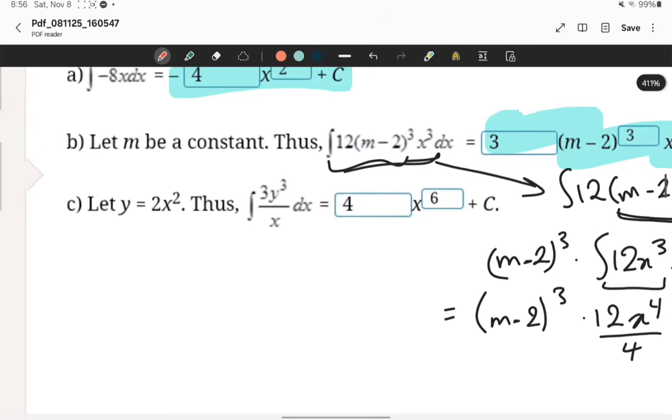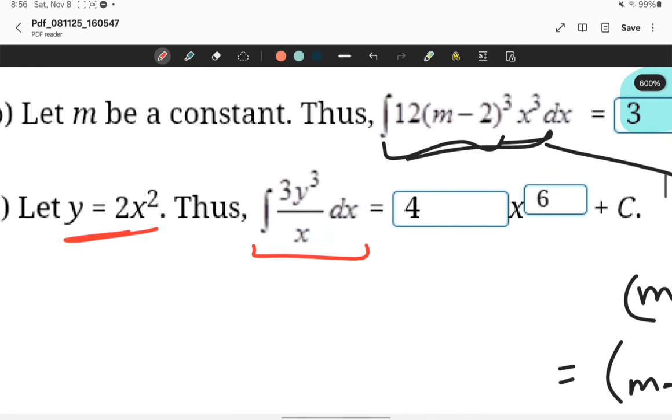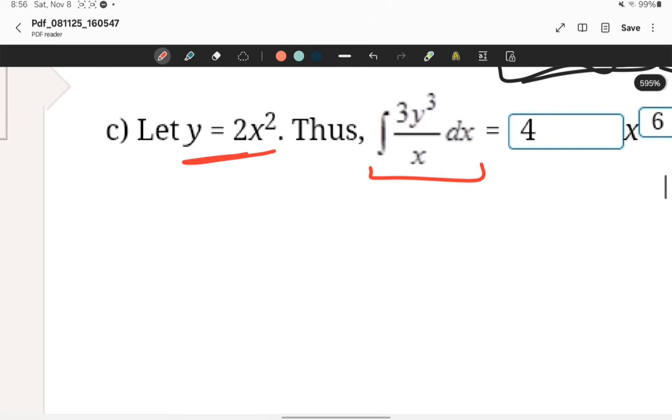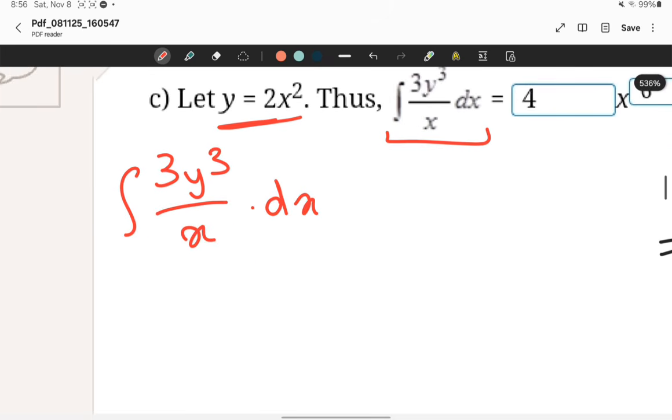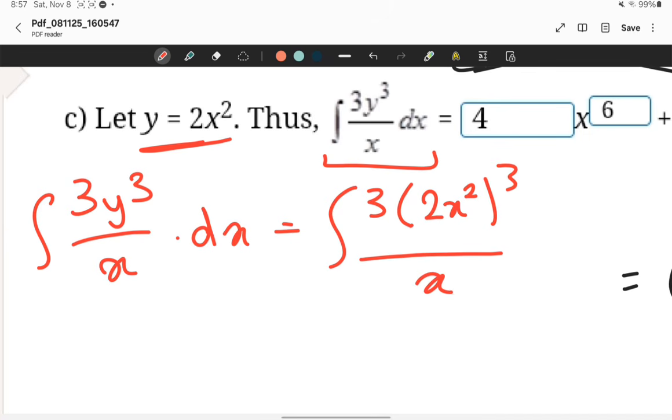Part C, they're saying that y equals 2x squared, and they want us to integrate this. So the integration of 3 into y cubed over x, all dx. They told us that y is 2x squared, so we'll substitute. It's 3 into (2x squared) to the power of 3 over x, all dx.